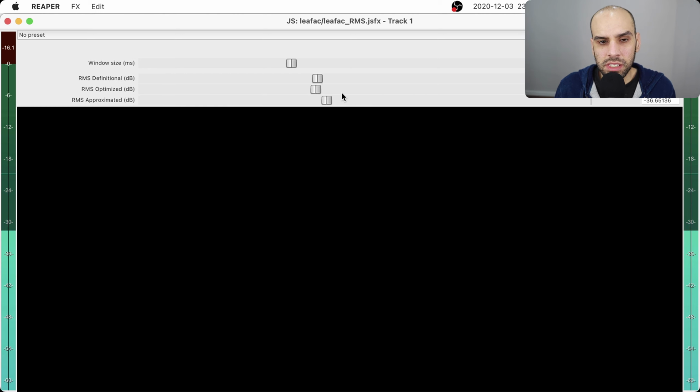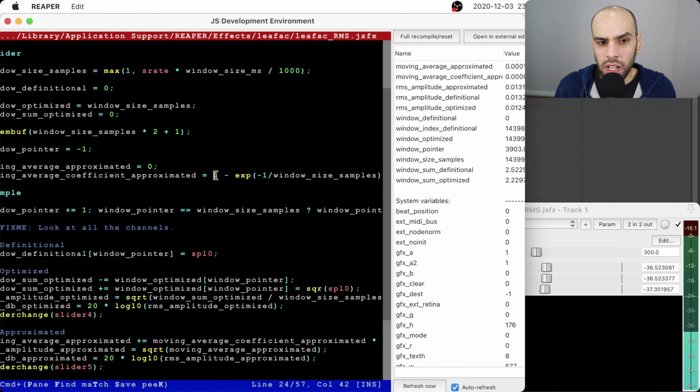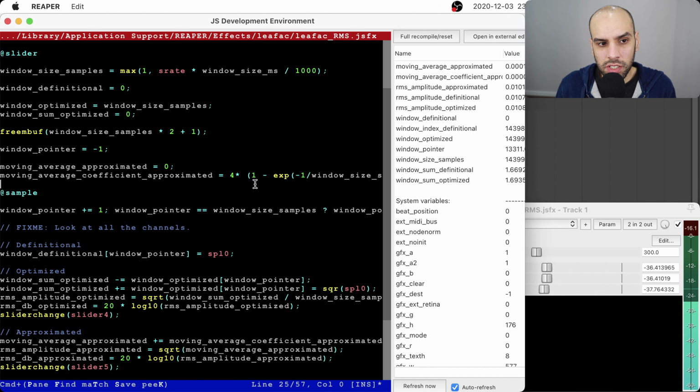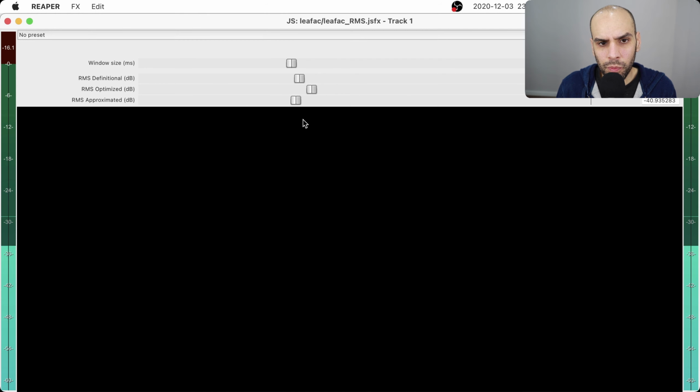And that is just something that I don't know. Maybe if I choose another coefficient, if I change this formula somehow. I saw, for instance, some people just multiplying by 4, and I have no idea where that comes from, but I saw some people doing that, and maybe if I multiply by 4, then it moves more, it moves faster. And now there is some bug here with RMS optimized, because it's resting in a different number. I have no idea what that is about.